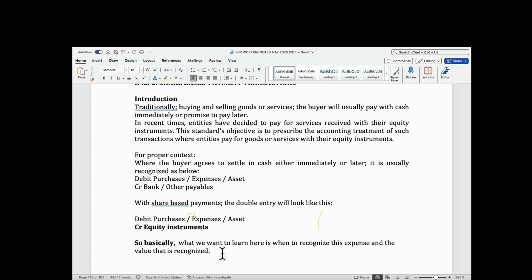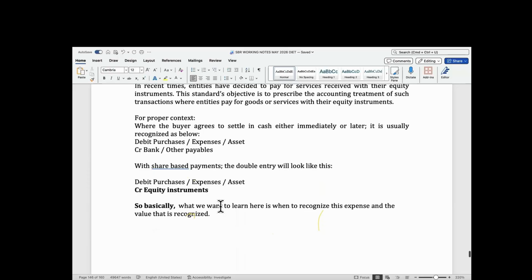So all I'm doing now is just introduction. I'm still trying to give you a context around it, which I believe is properly given now. All this sequencing that I've mentioned so far is just to understand where we are coming from: that the way transactions are done normally, but entities are moving towards paying with their shares. They are moving towards that.